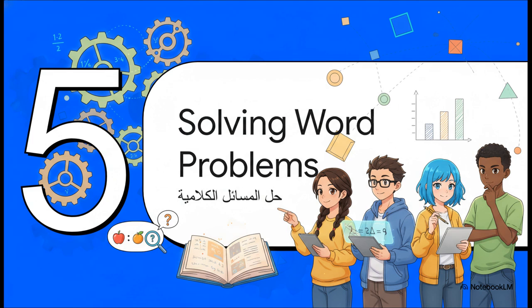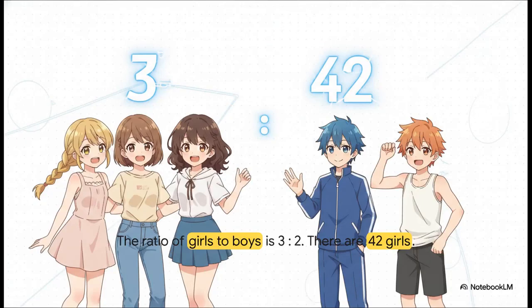Okay, team, let's level up. One of the most common places you'll use ratios is in word problems, or what we call المسائل الكلامية. I know they can look tricky, but let's tackle one together. Okay, let's read it carefully. النسبة بين البنات والولاد هي تساوي الاثنين. So for every 3 girls, there are 2 boys. Then it tells us there are exactly 42 girls. So the big question is, how many boys are there?